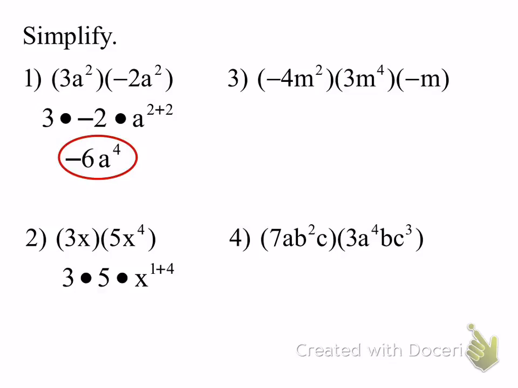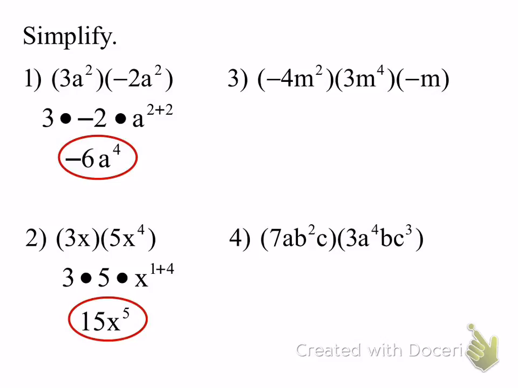3 times 5 times... Give me it all together. Simplify it. 15 x. I don't need times. 15 what? What is the monomial? 15x to the 5th power. Perfect. Okay, let's try the next one.